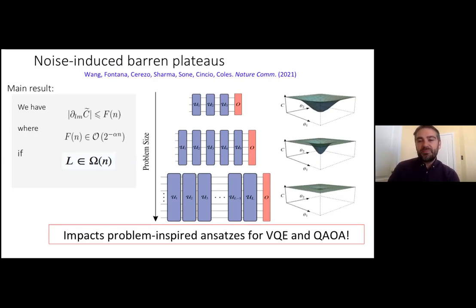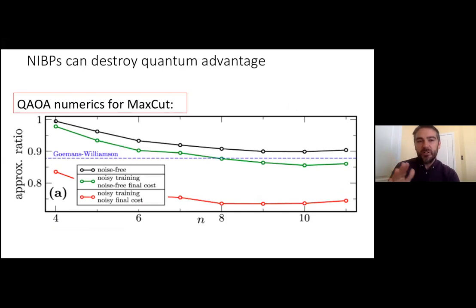And just to show you the impact of this for the quantum approximate optimization algorithm: without noise, you might think that you have quantum advantage, whereas with noise, it turns out you can destroy quantum advantage. The blue dashed line here is the state-of-the-art classical algorithm for solving this combinatorial optimization problem known as max cut. This algorithm is called Goemans-Williamson. Without noise, you have this black curve, which is the performance of QAOA on the max cut problem. It looks like you're above the classical threshold, like you're achieving quantum advantage.